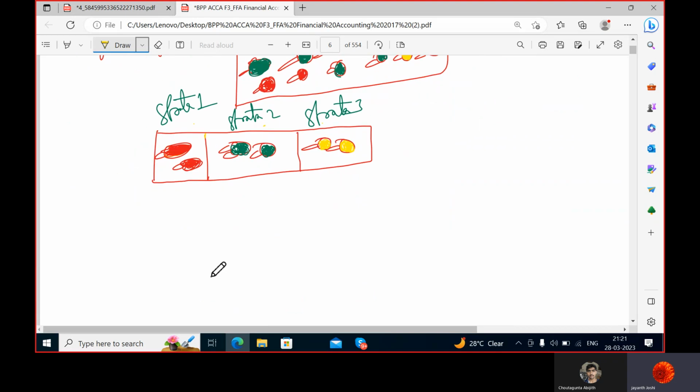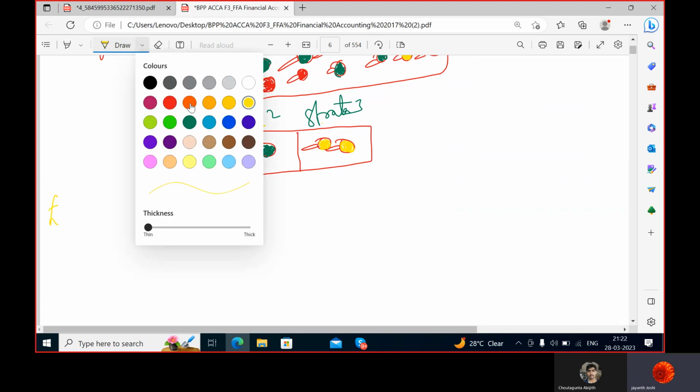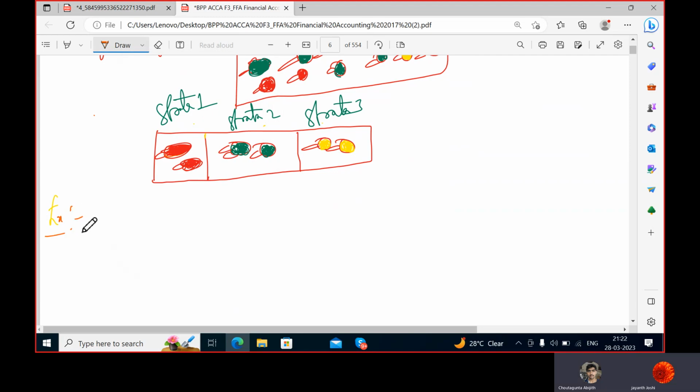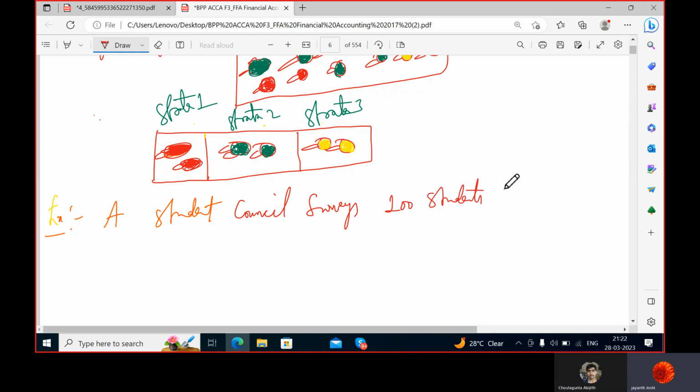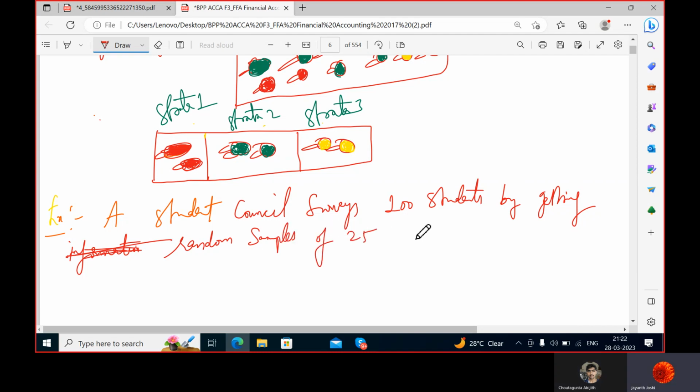We'll also write one more example for this, and then we'll immediately move to the next one. Let's take some survey. A student council surveys 100 students by getting information by getting random samples of 25 freshmen.